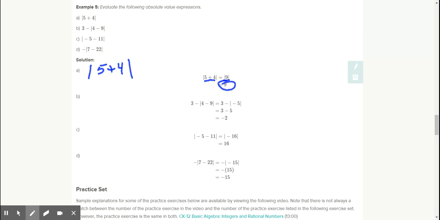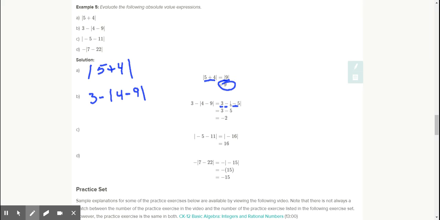So let's look at our next problem. We have 3 minus the absolute value of 4 minus 9. When we look at this, we're going to do the absolute value first because it's like doing parentheses. So what is 4 minus 9? 4 minus 9 is -5. We're just going to carry our 3 over and our minus sign over.